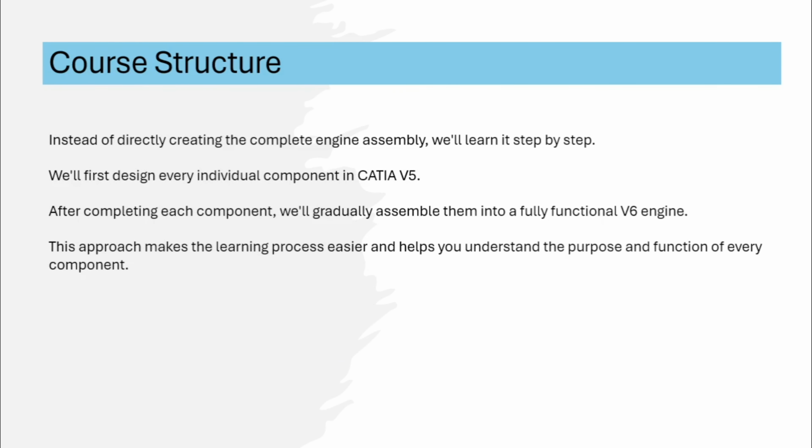Course structure. Instead of directly creating the complete engine assembly, we shall learn it step by step. We shall first design every individual component in CATIA V5. After completing each component, we shall gradually assemble them into a fully functional V6 engine. This approach makes the learning process easier and helps you understand the purpose and function of every component.